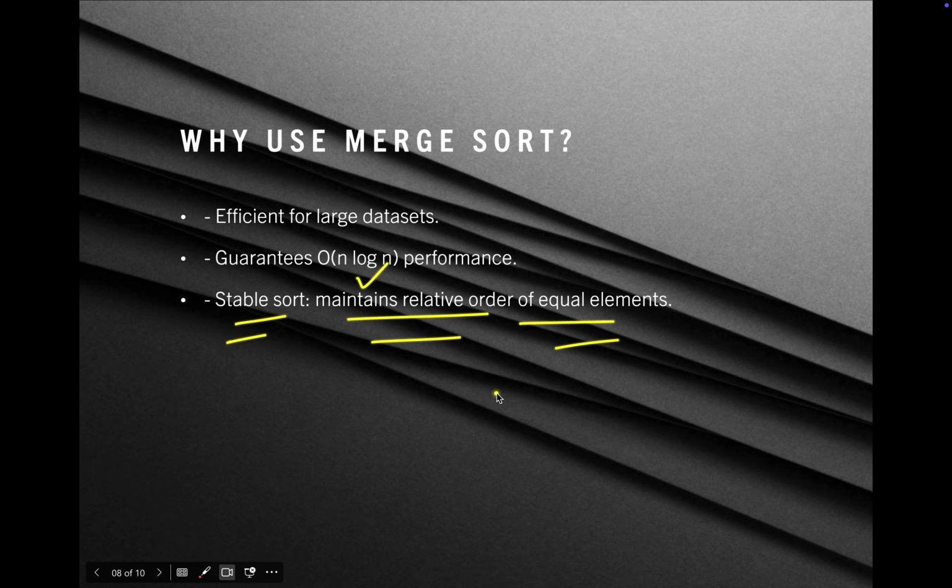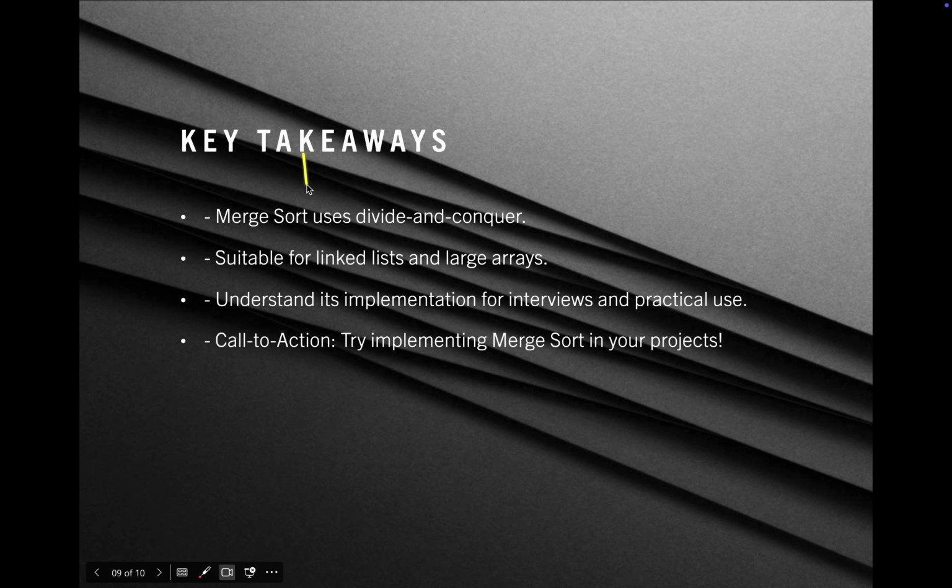So as I have explained, these are the key takeaways from this lecture. Merge sort uses divide and conquer, and is suitable for linked lists and large data arrays. Understand its implementation for interviews and practical uses. The call to action is to try implementing merge sort in your project. If you really want to do something with merge sort, then you have to build a project like that.